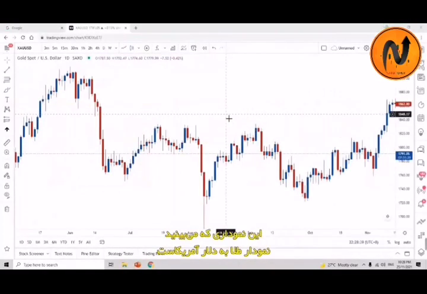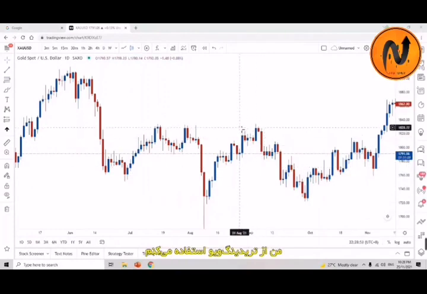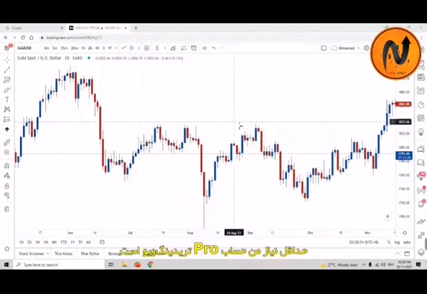This is the chart that we're looking at, gold spot versus USD. First of all, you must have a proper platform. I'm using TradingView. For me, the minimum requirement is the Pro plan, which I have to subscribe to.